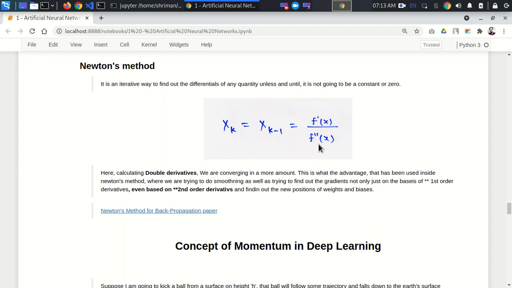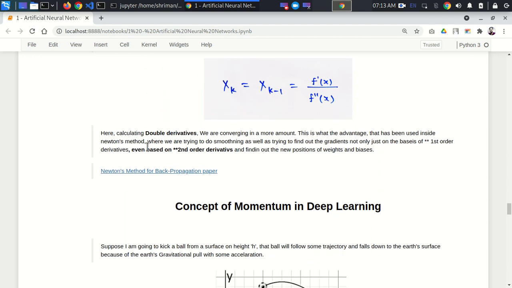And what is this? This is the ratio of their differentials. So f dash x, fx is what? Fx is the function of x, right? But f dash x denotes the differential of the function, or differential of fx, and f double dash x says that it's the double differentiation of fx. So by calculating double derivatives, we are converging by a greater amount, right?